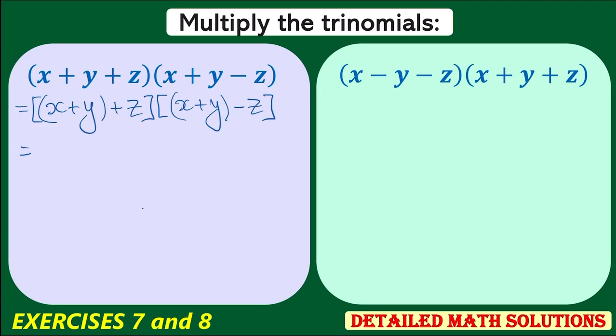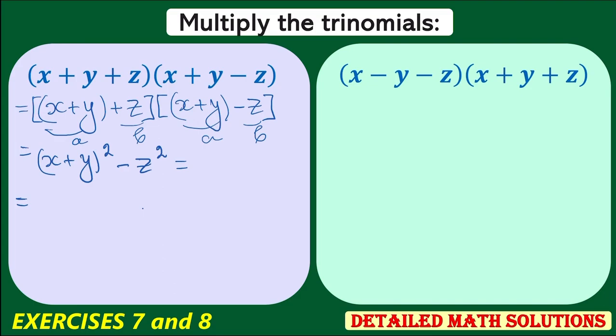My first term will be x plus y and will correspond to the a in the formula. My second term will be z and it corresponds to the b in the formula. This way, I'm going to have a squared minus b squared, or this expression will equal x plus y in parentheses squared minus z squared.